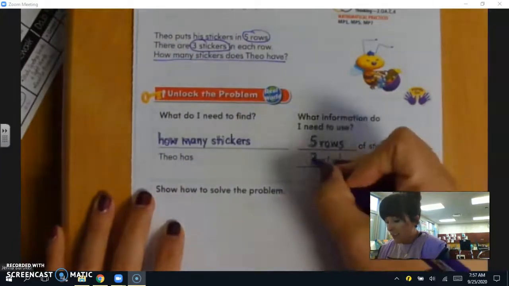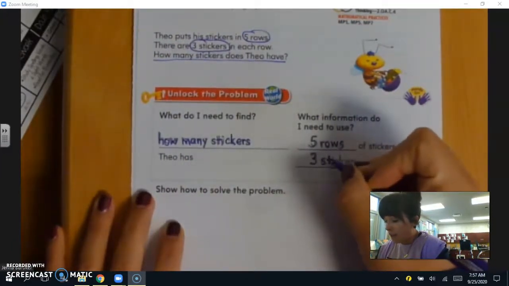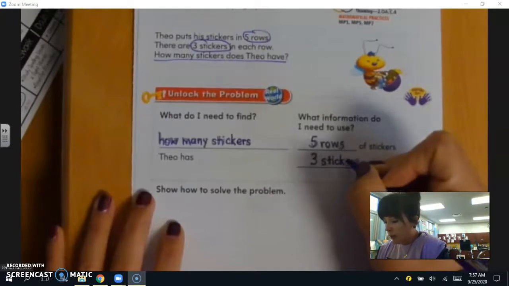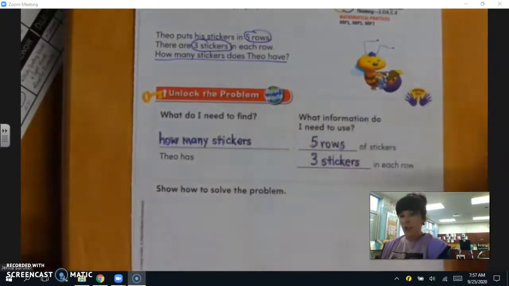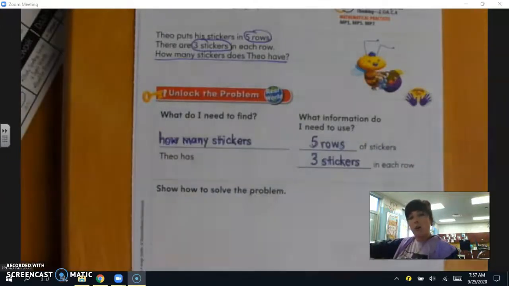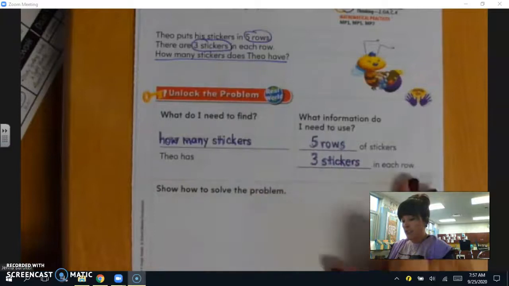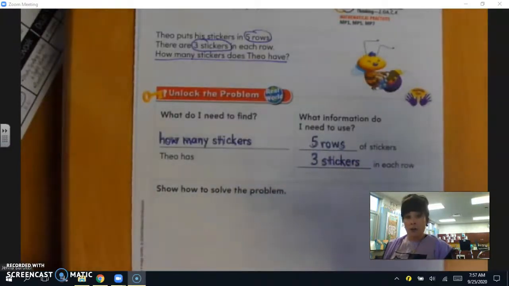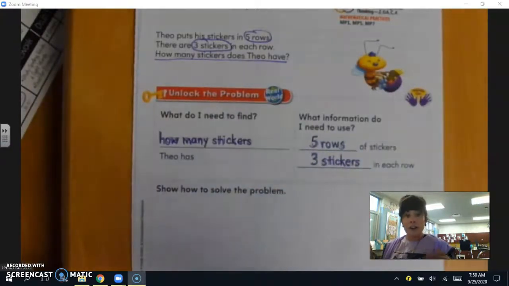All right, so this isn't as easy as 5 plus 3 because we're talking about rows. So if you think about if you go to church or if you are here at school or near the lunch line, a row is like a whole line, right? So we have 5 rows and 3 stickers. We're going to draw it out. We're going to draw a picture to figure out our answer.